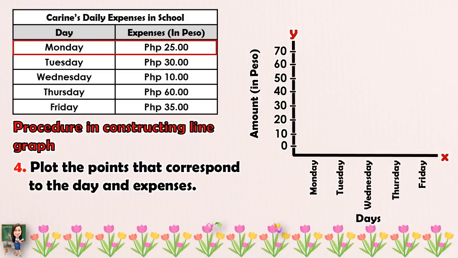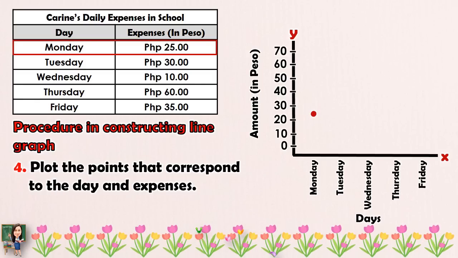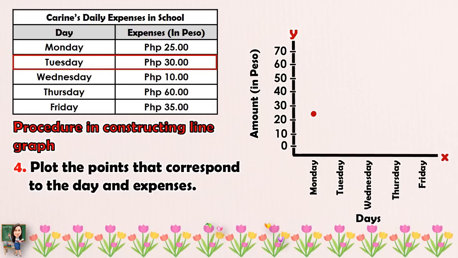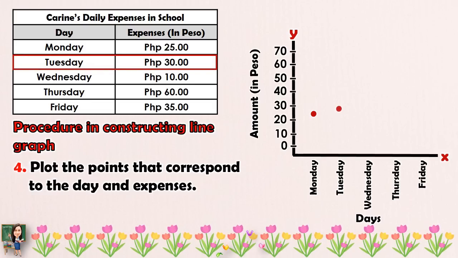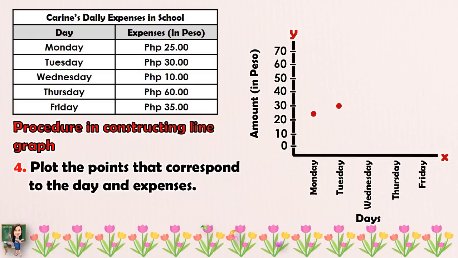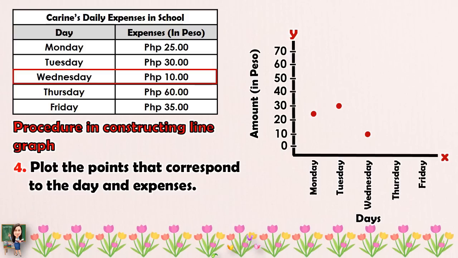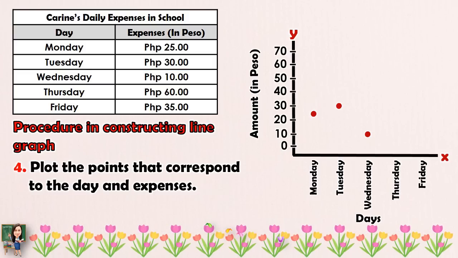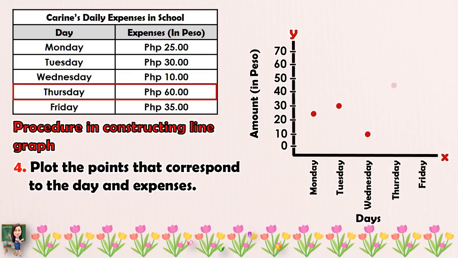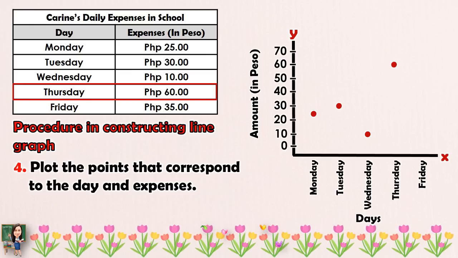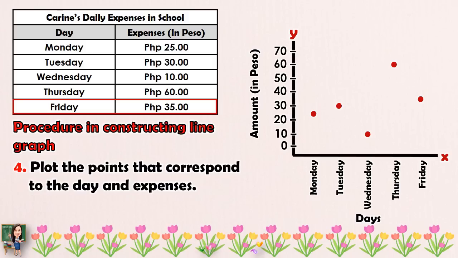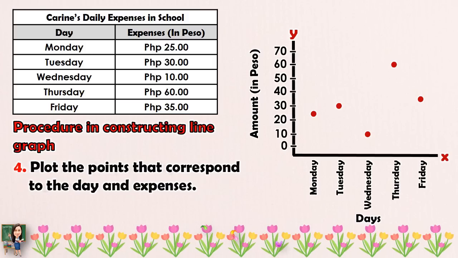Monday, the expenses is 25 pesos. On Tuesday, the expenses is 30 pesos. Wednesday, the expenses is 10 pesos. Thursday, the expenses is 60 pesos. And on Friday, the expenses is 35 pesos.